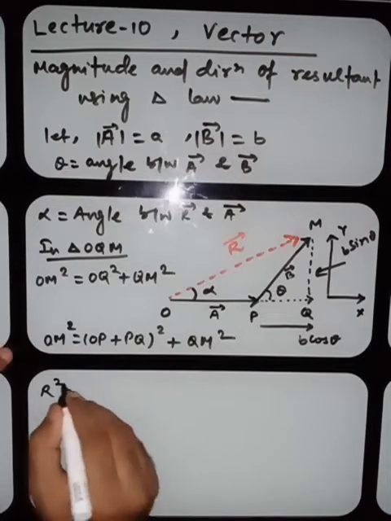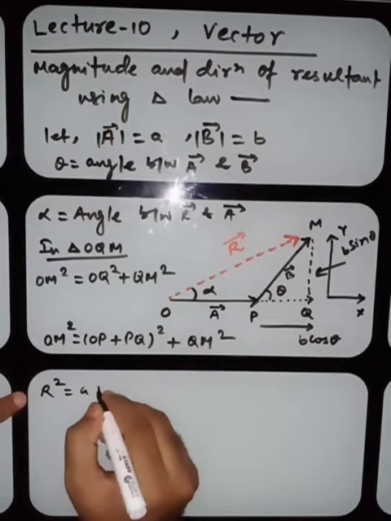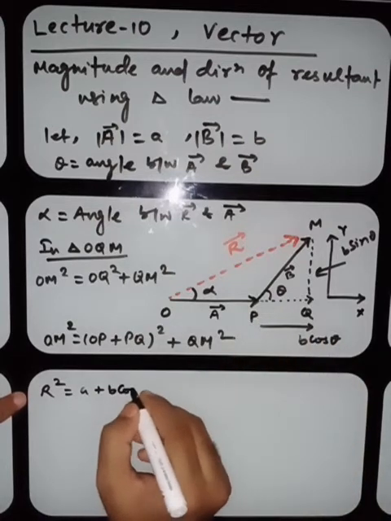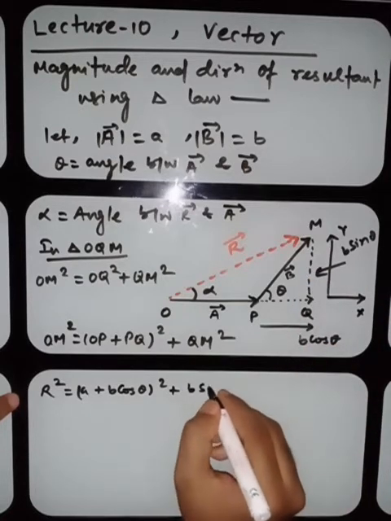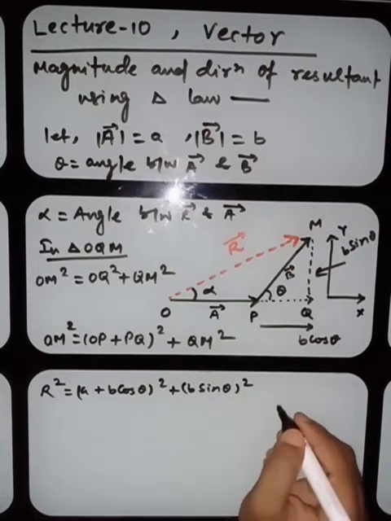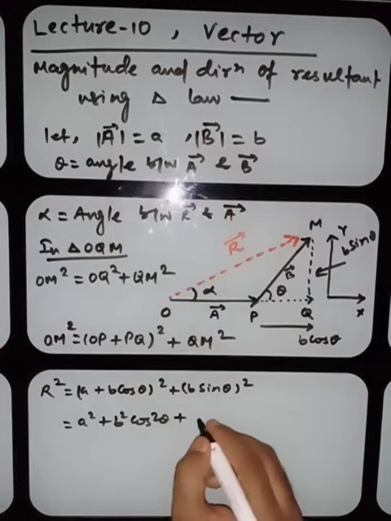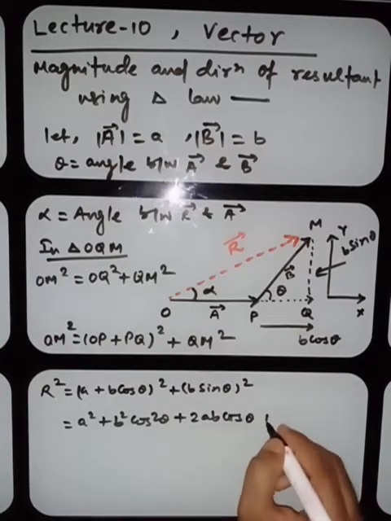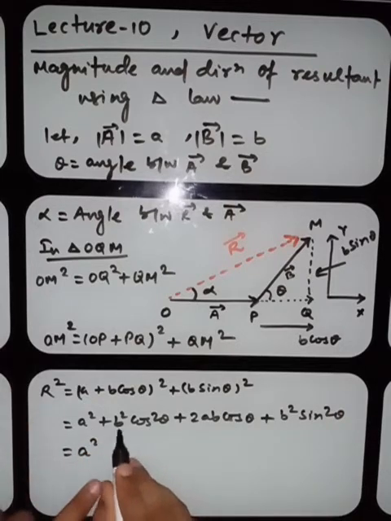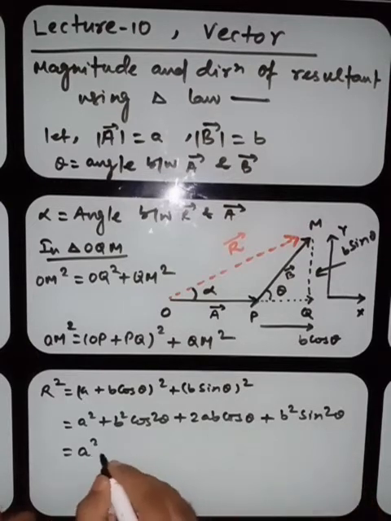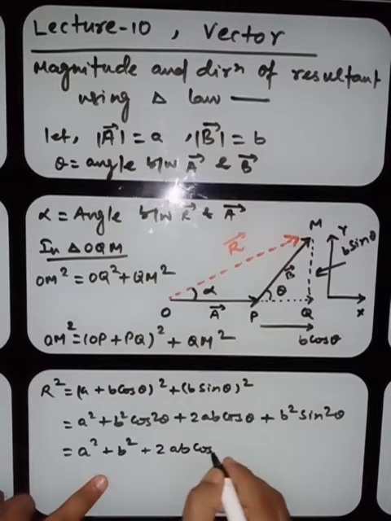So R square is equal to OP, which is A, plus PQ, which is B cos theta, whole square, plus QM, which is B sin theta, whole square. Now solve this. A square plus B square cos square theta plus 2AB cos theta plus B square sin square theta. Now this is A square. You can see B square cos square theta and B square sin square theta. Common will be B square, and sin square theta plus cos square theta will be 1, plus the remaining 2AB cos theta.